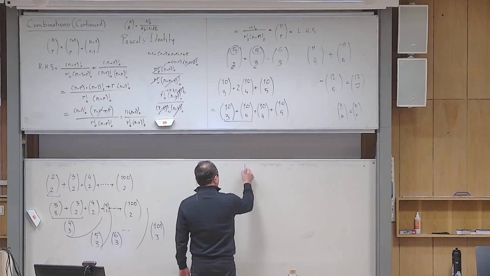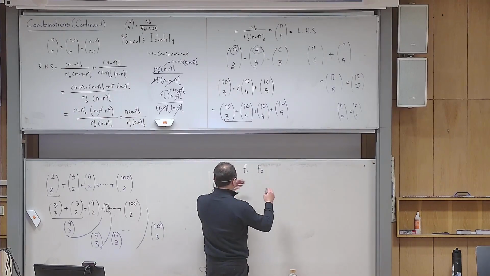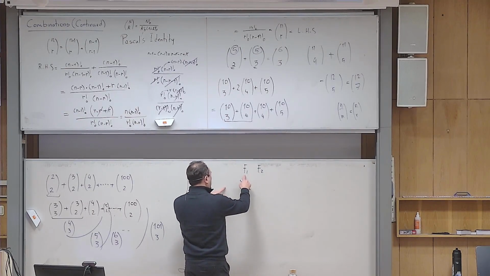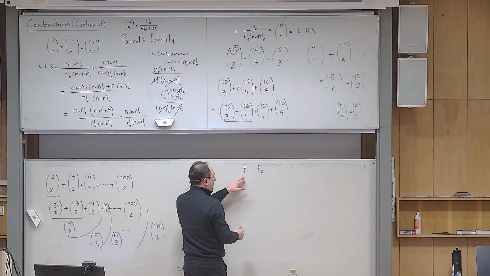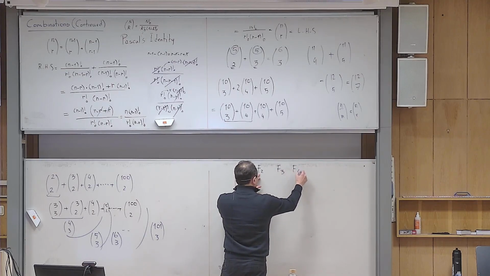So let me call them flower 1, flower 2. I don't mean one flower. You have flower 1 type of flowers. Usually you have enough number of them if you want to choose. Flower 2, flower 3, and flower 4. Okay?